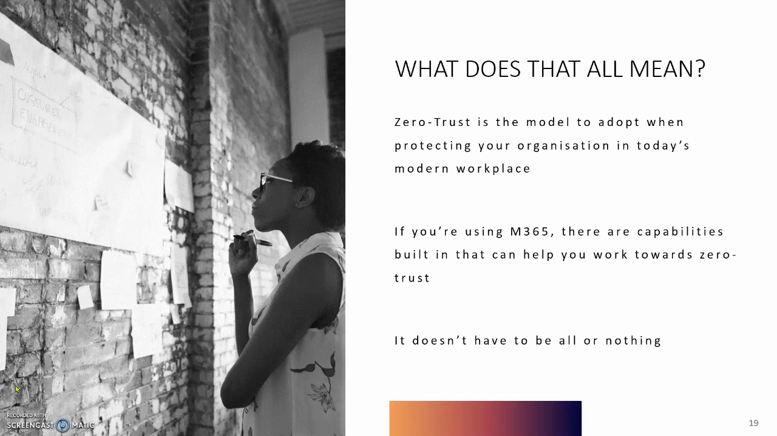Zero Trust is the model to adopt when protecting your organization in today's modern workplace. Most organizations will have remote workers and devices that need protection. With a Microsoft Zero Trust approach, we can protect you across the 6 identified layers without impeding employee productivity. If you're using Microsoft 365, there are capabilities built in that can help you work towards Zero Trust. And moving to Zero Trust doesn't have to be all or nothing. You can use a phased approach and close the most exploitable vulnerabilities first.